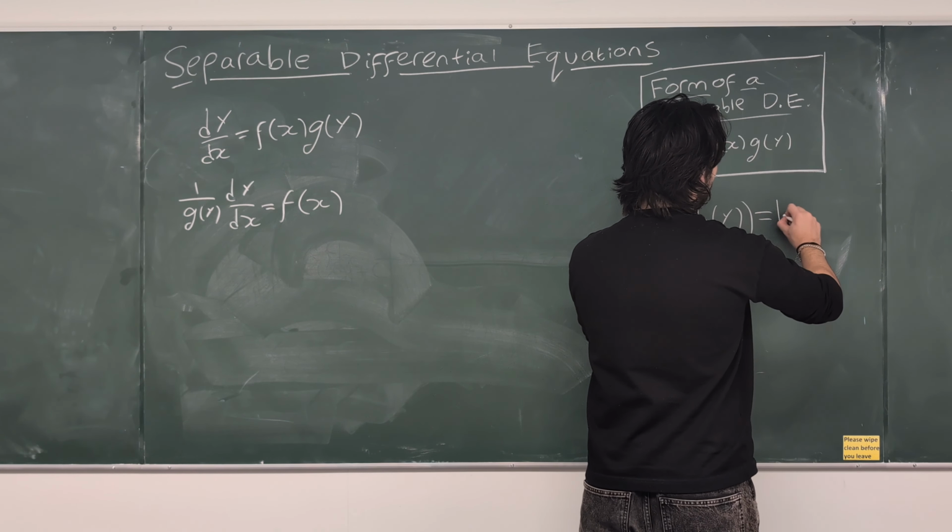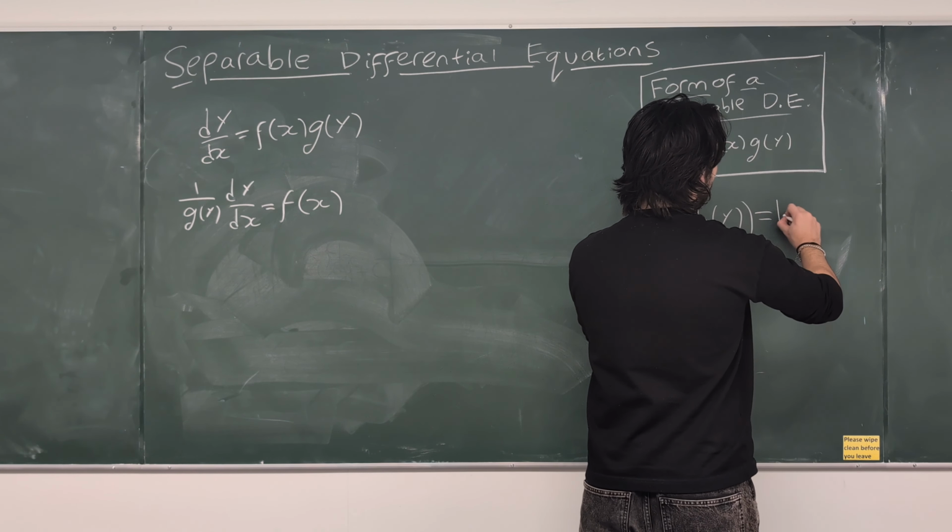The reason I'm mentioning this is because this side looks like something that we could think of as having been differentiated implicitly, because there's a function of y here, which this 1 over g of y could be the derivative of h of y times dy dx, and then that's equal to f of x. There's no problem there at all.